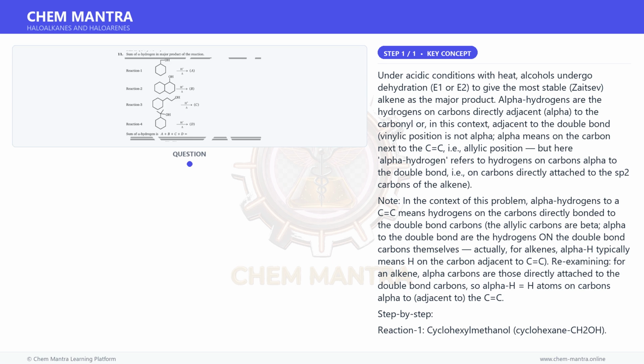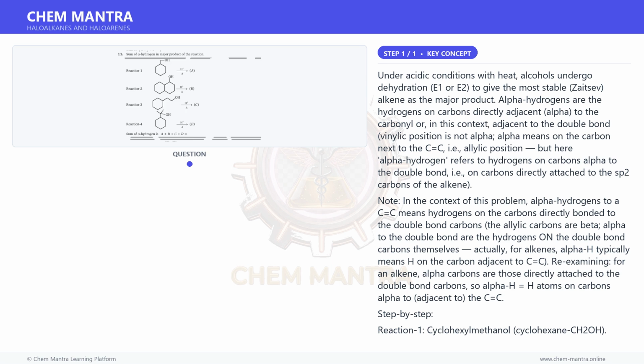The allylic carbons are beta, alpha to the double bond are the hydrogens on the double bond carbons themselves. Actually, for alkenes, alpha H typically means H on the carbon adjacent to C=C. Re-examining, for an alkene, alpha carbons are those directly attached to the double bond carbons, so alpha H equals H atoms on carbons adjacent to the C=C. Step by step.